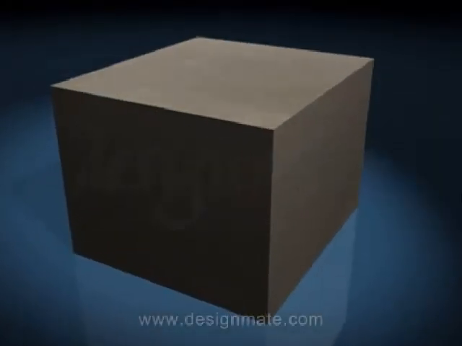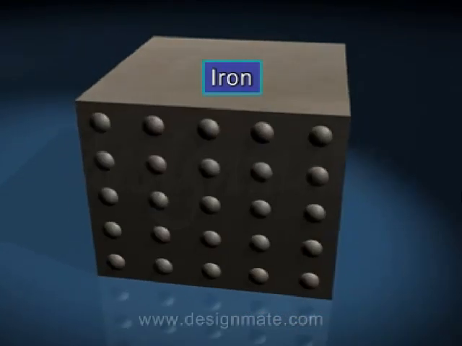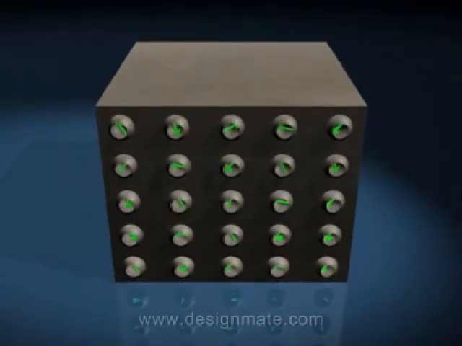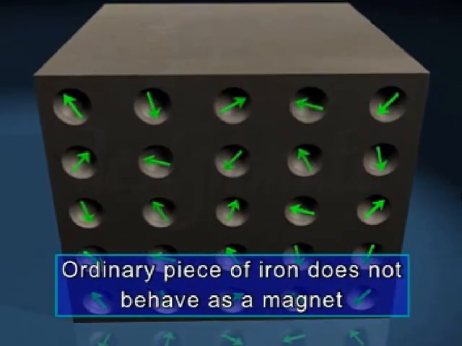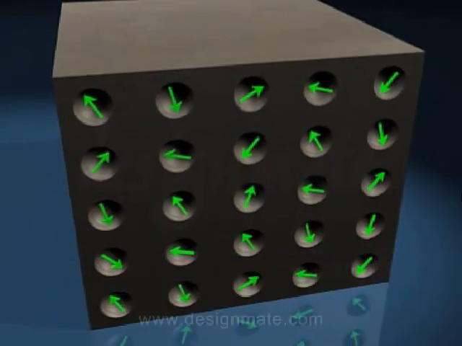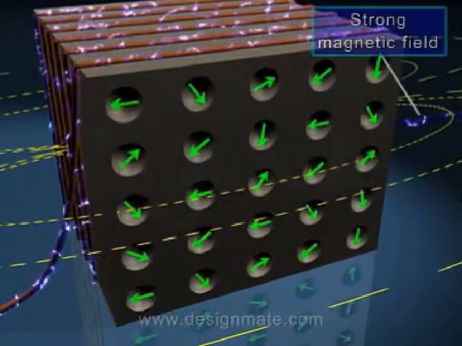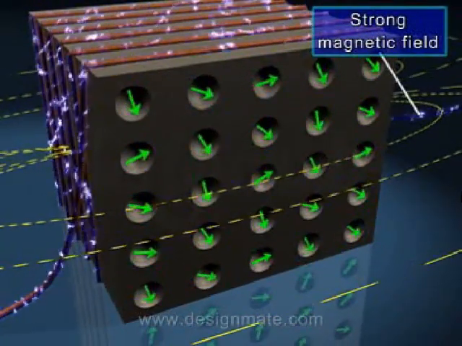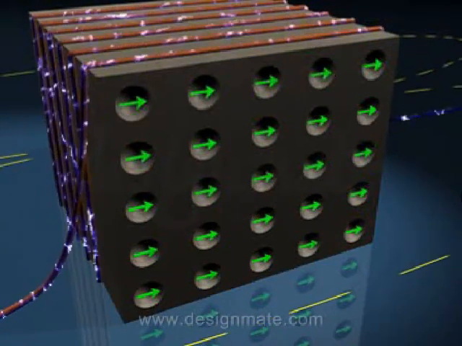In general, magnets are made up of iron, and the atoms of iron, Fe, normally possess magnetic dipole moment. In spite of this, an ordinary piece of iron does not behave as a magnet. The same iron piece can be converted into a magnet if it is kept in a strong magnetic field for some time, and then the applied magnetic field is slowly reduced to zero.